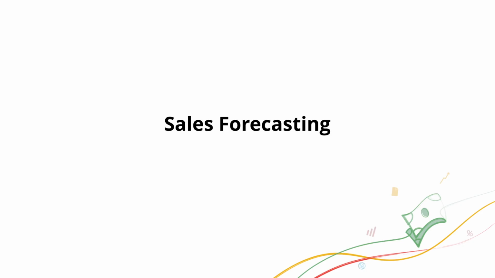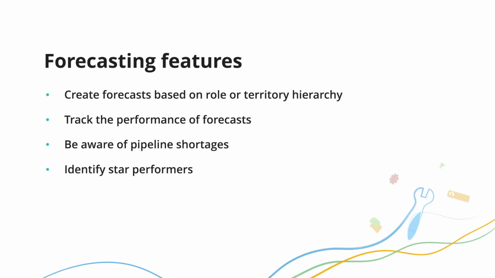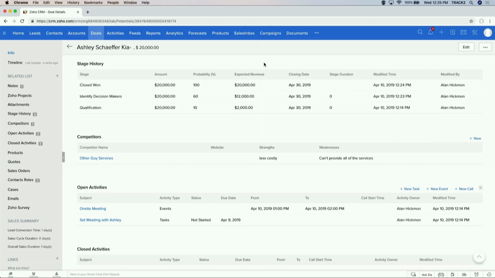And to set the goals, you would create forecasts. So these forecasts can be based on the territories, but they can also be based on the role in which the person is assigned to. And in the forecast area, we can be aware of shortages in our pipeline and who is actually performing the best. So let's show you the territories area.